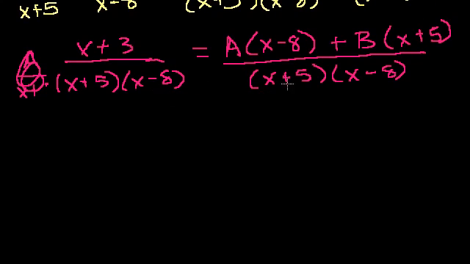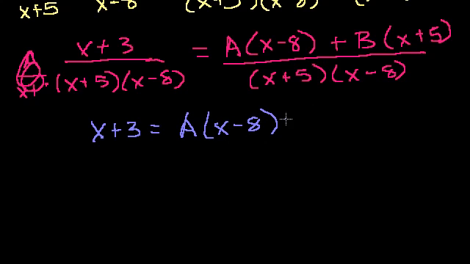So the denominators are the same. So we know that when you add this together, you have to get this. So if we want to solve for a and b, let's just set that equality. We can ignore the denominators. So we can say that x plus 3 is equal to a times x minus 8 plus b times x plus 5.